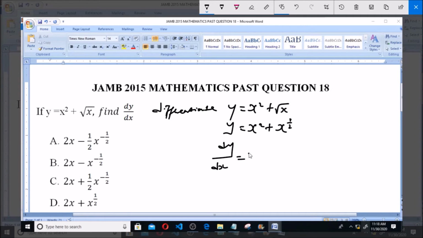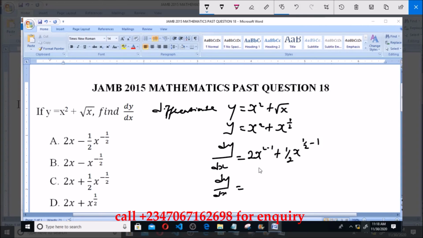Now differentiating this, we have 2x raised to power of 2 minus 1, then plus 1 over 2 multiplied by x raised to power of 1 over 2 minus 1. Now dy/dx is equals to 2x, because 2 minus 1 will give us 1, so 2x, then plus 1 all over 2x raised to power of minus 1 over 2, because 1 over 2 minus 1 will give us minus 1 over 2.